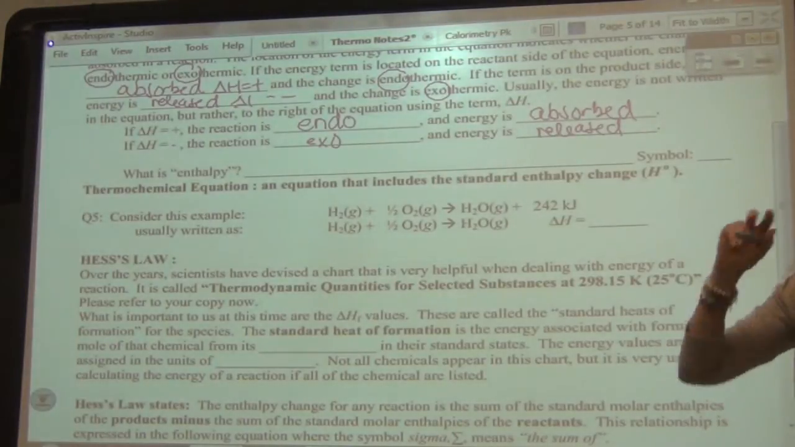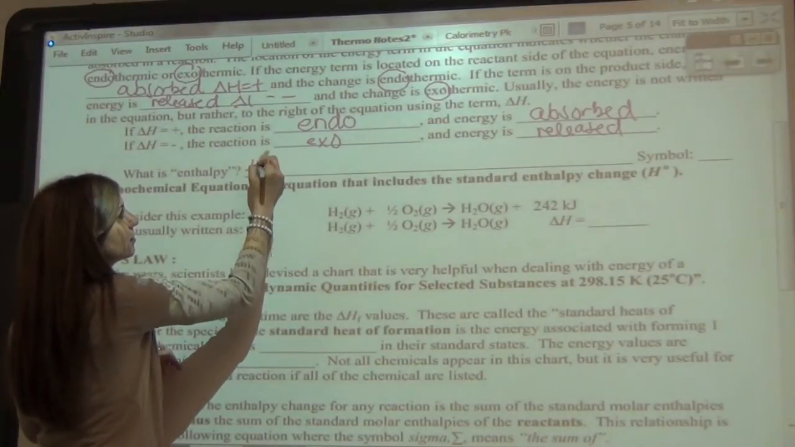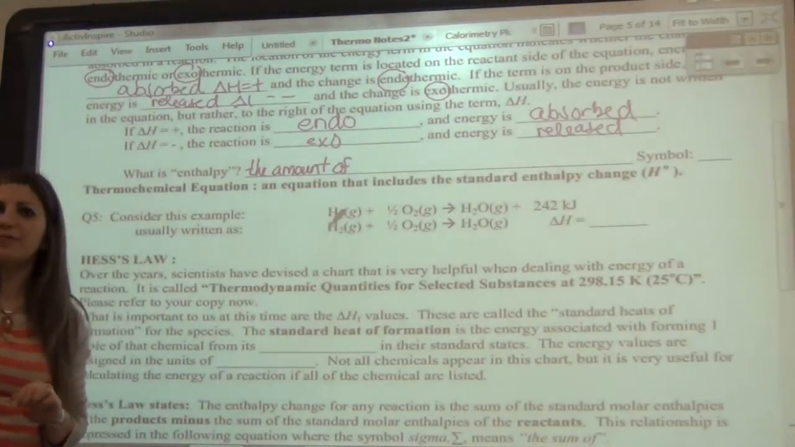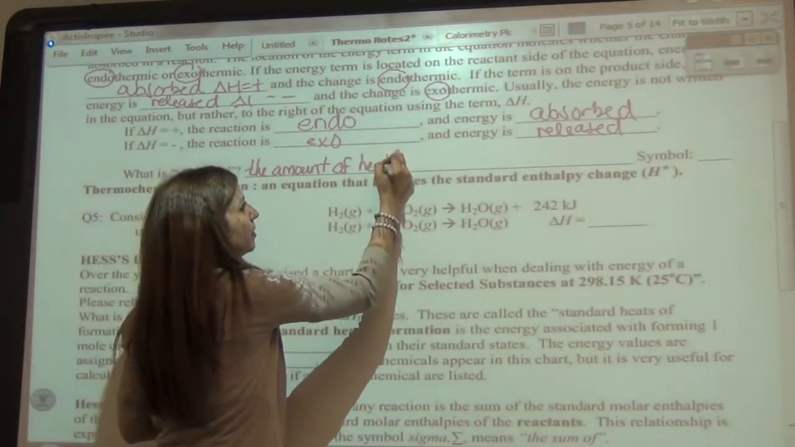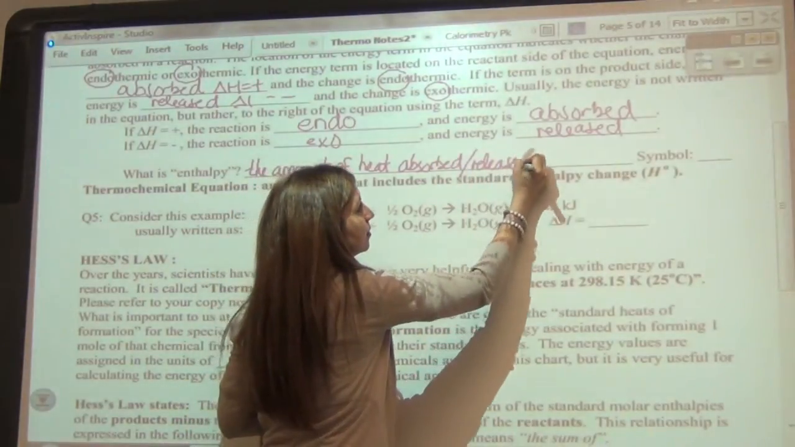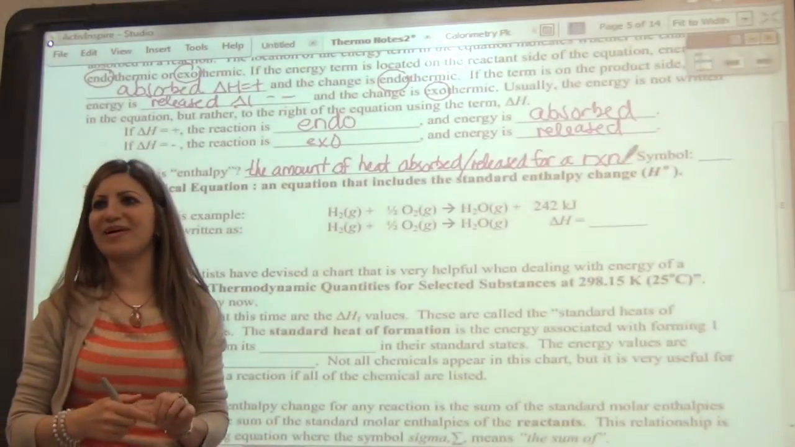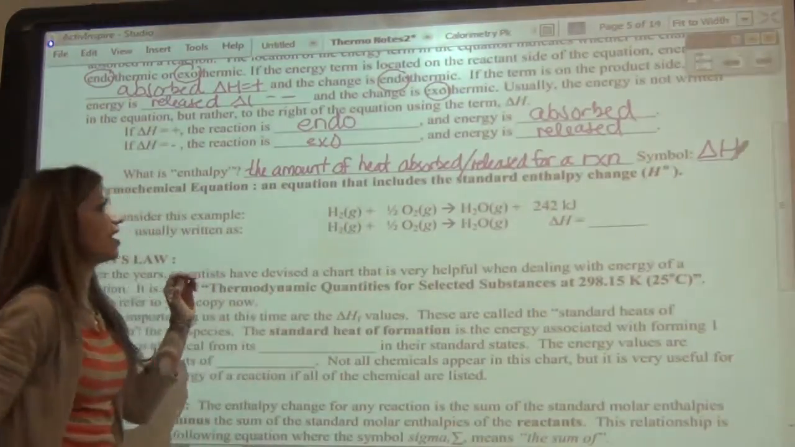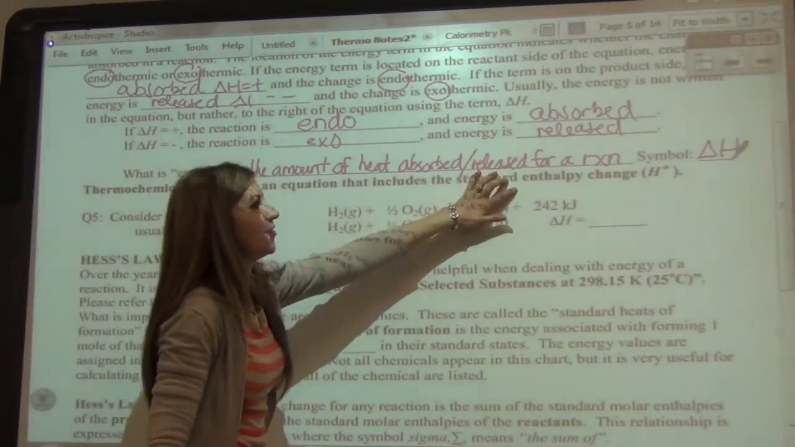So what is enthalpy? It's simply the energy change. So it's the amount of what? Heat, awesome. Or energy, absorbed or released for a reaction. And I'm going to write reaction as RXN. And guess what the symbol is, everybody? Yep, delta H. Awesome. Okay, so that's enthalpy. So a thermochemical equation is an equation that includes the standard enthalpy change.